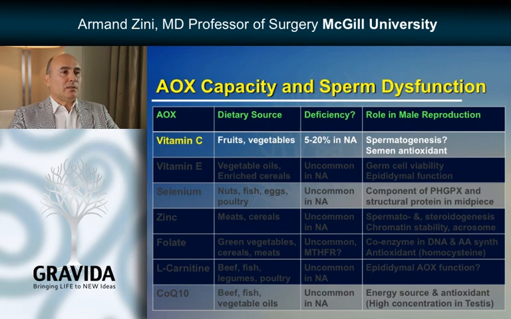So one of these antioxidants is vitamin C, which is a common antioxidant found in fruits, vegetables. Deficiency of this antioxidant is relatively common in North America, potentially related to insufficient dietary intake or smoking. This antioxidant does have a role in spermatogenesis and works as a semen antioxidant, so probably important in this function.